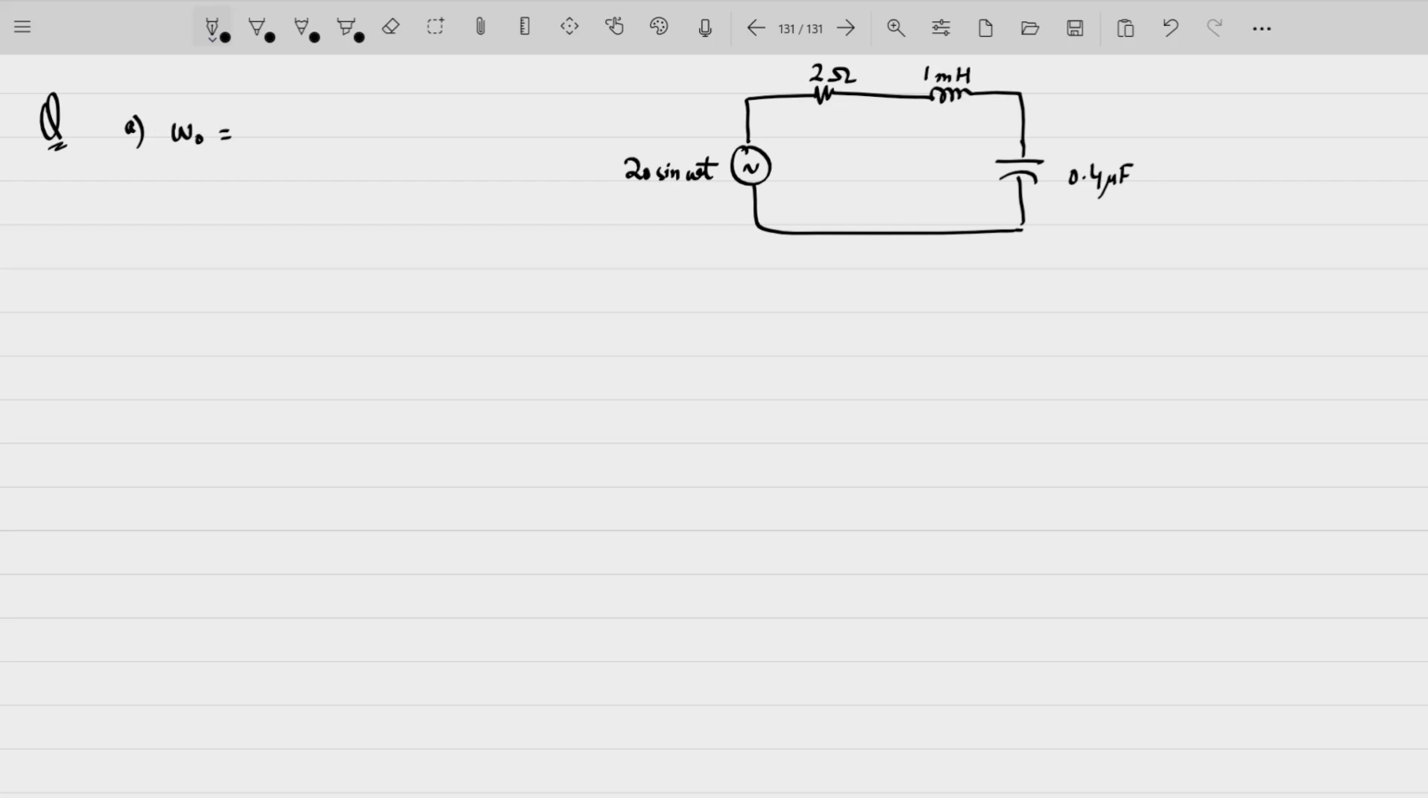So we have to find out the resonant frequency. We have to find out omega 1, omega 2. We need to also find out the quality factor. We need to find out the bandwidth as well as the magnitude of current at omega naught, omega 1 and omega 2.